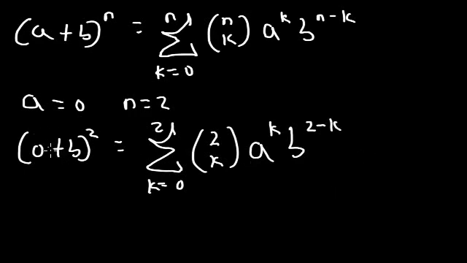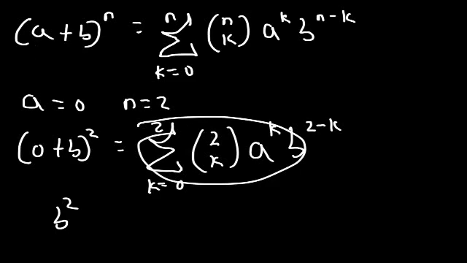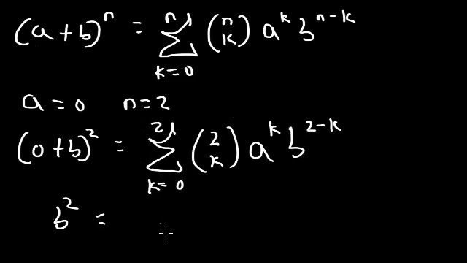Now, from your algebra, you notice that the left-hand side will be nothing but b raised to the power of 2, as 0 plus b is b. And if you raise it to the power of 2, you have b squared. So let's see if the right-hand side will be nothing but b raised to the power of 2 as well.